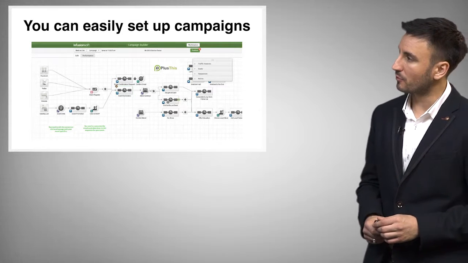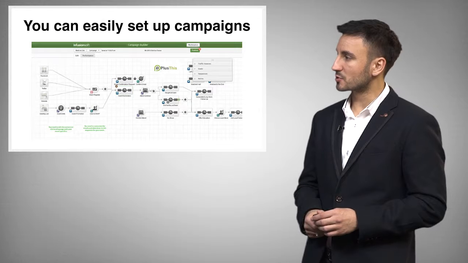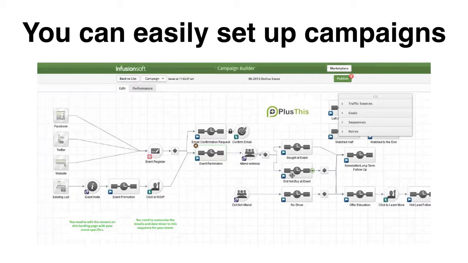So for example, you can see all your advertising sources. In this case, they all go to the event registration page. They go into an email autoresponder sequence. They then get invited to attend a webinar. They bought at the event or they did not buy at the event. So you can segment where you send prospects to at different points in your customer acquisition process.